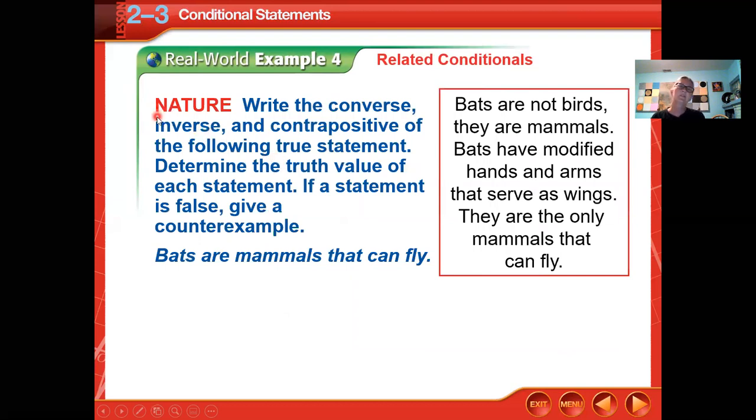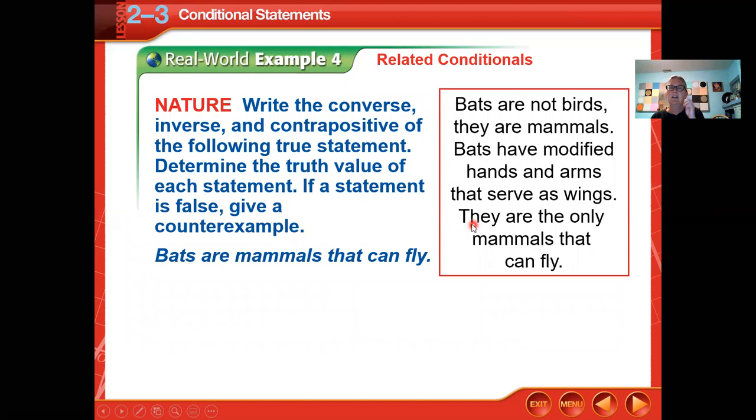So this one's fun because it talks about something in the real world, bats, which are mammals that can fly. This is a nature real world example. I put fun facts about bats inside this red box a few years back because I realized that not everybody knows a lot of fun facts about bats. For example, bats are not birds, they are mammals. Bats have modified hands and arms that serve as wings.